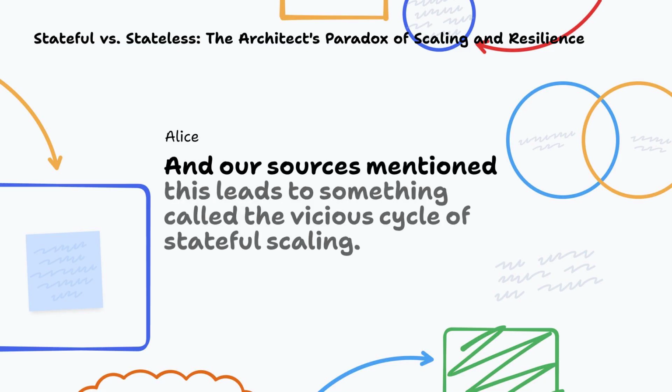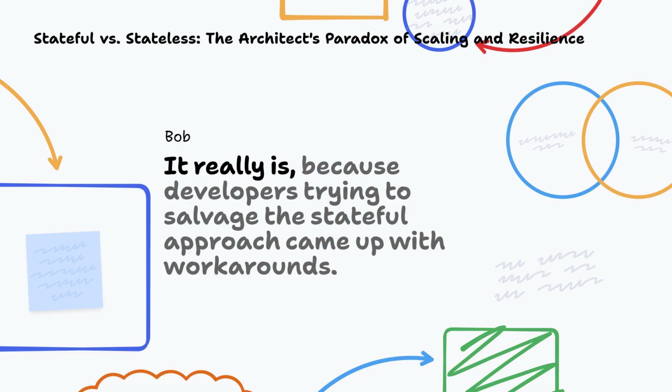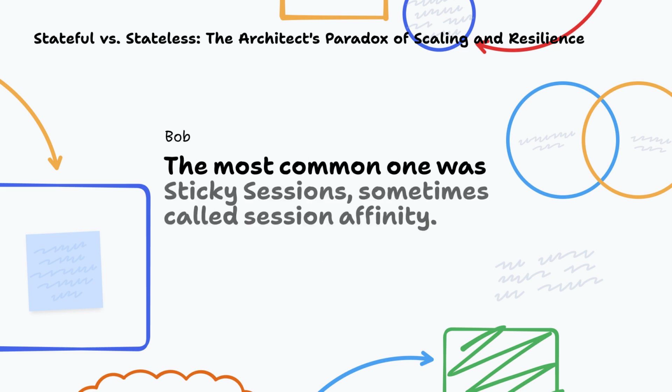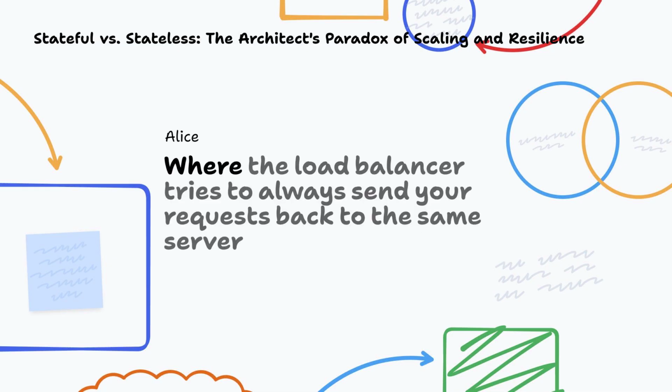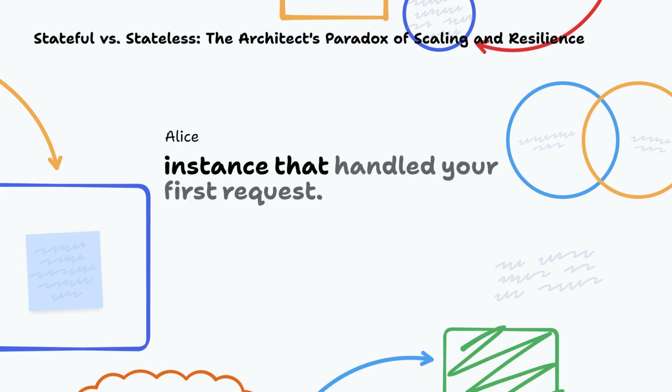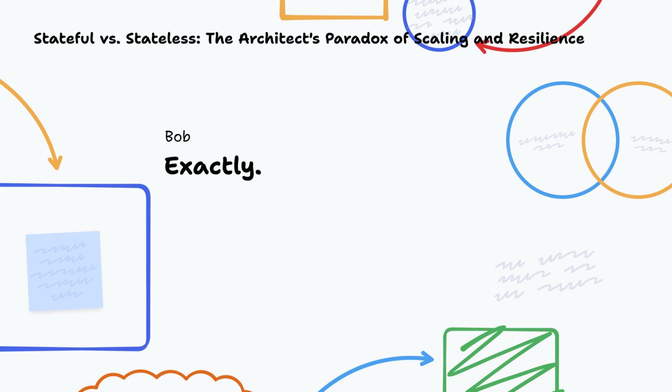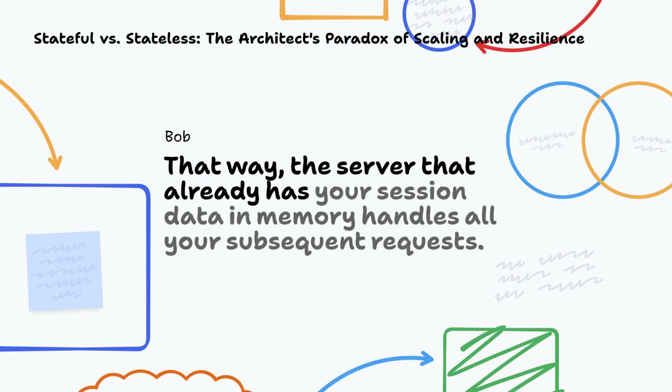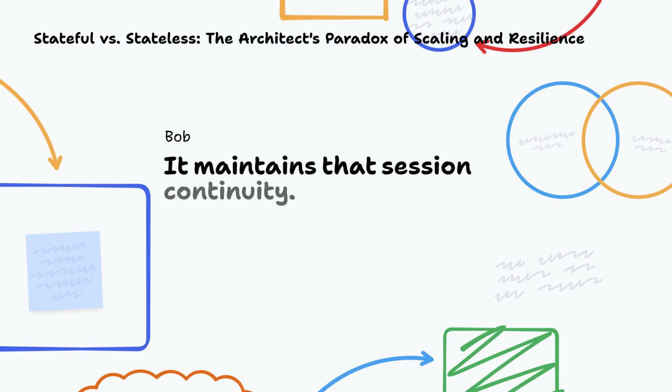And our sources mentioned this leads to something called the vicious cycle of stateful scaling. Sounds ominous. It really is, because developers trying to salvage the stateful approach came up with workarounds. The most common one was sticky sessions, sometimes called session affinity. Yeah, where the load balancer tries to always send your request back to the same server instance that handled your first request. Exactly. That way, the server that already has your session data in memory handles all your subsequent requests. It maintains that session continuity.